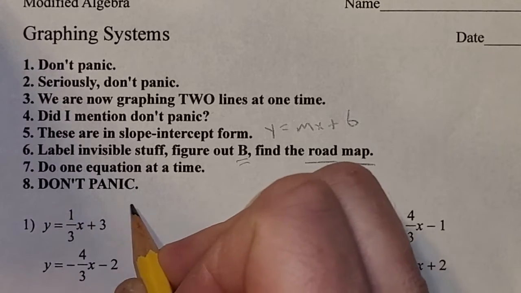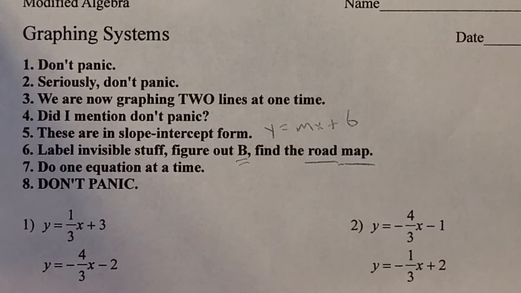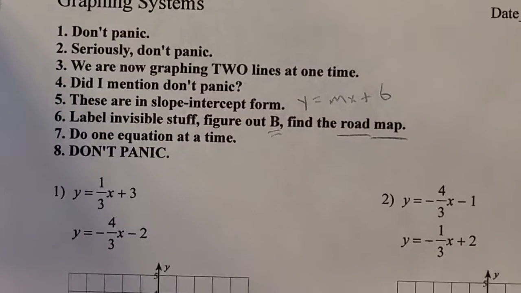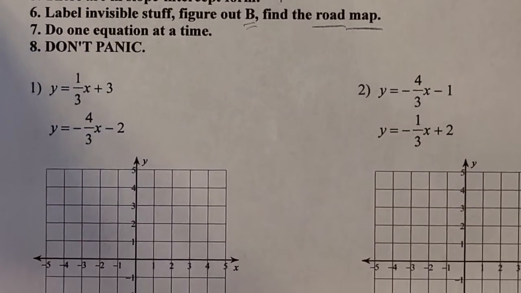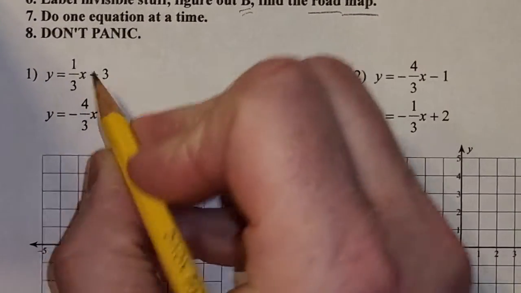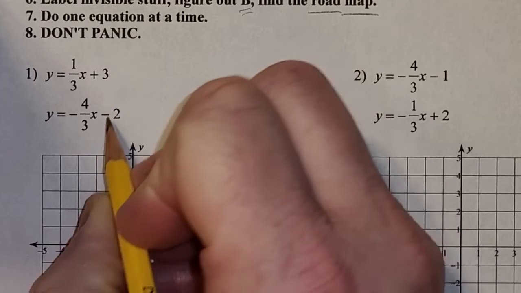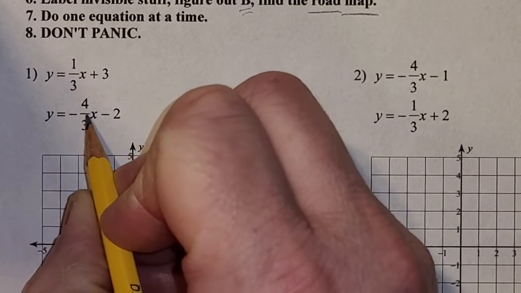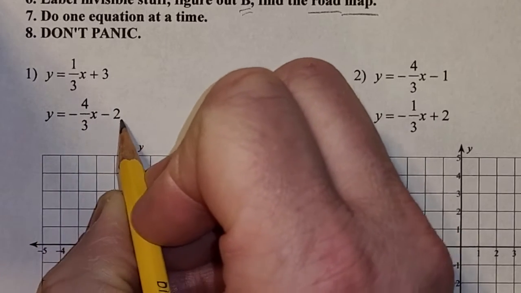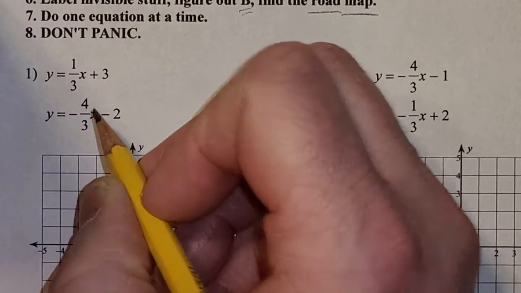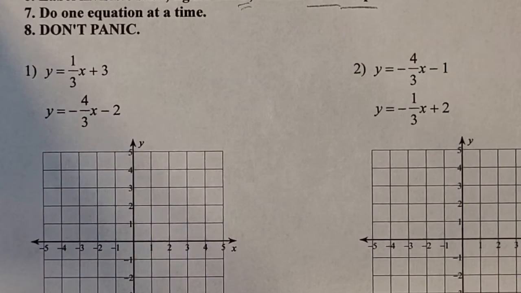Remember, don't panic. So the first thing we're going to do is number one here, and we see you've got y equals 1/3 x plus 3, and the second one is y equals negative 4/3 x minus 2. So notice there are no invisible things here in problem 1 and in problem 2.